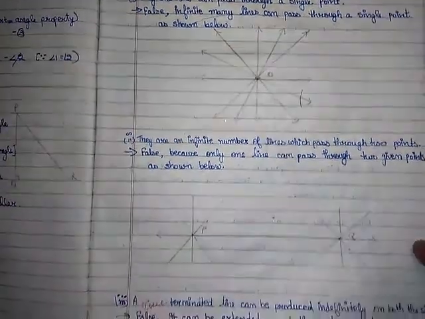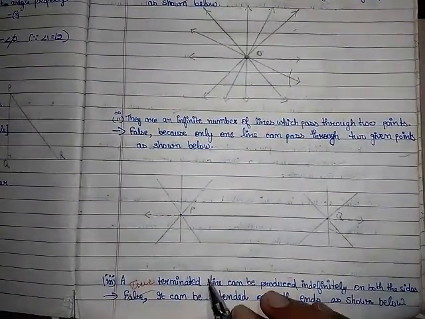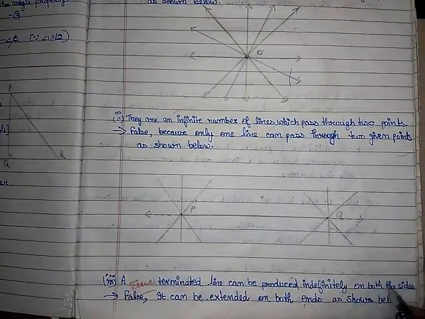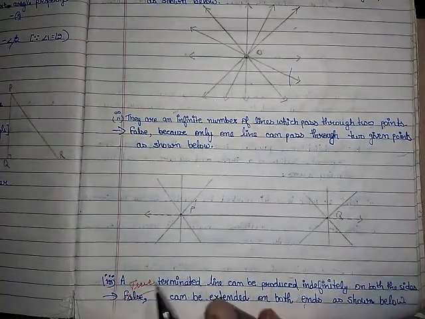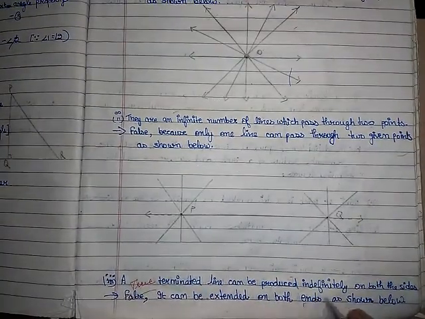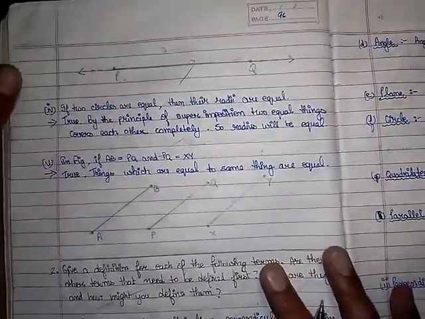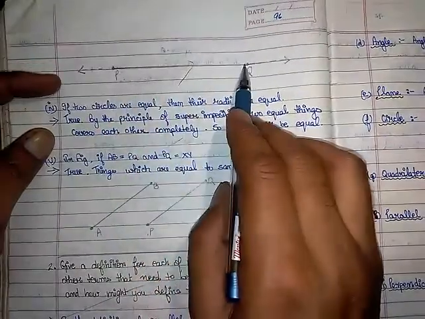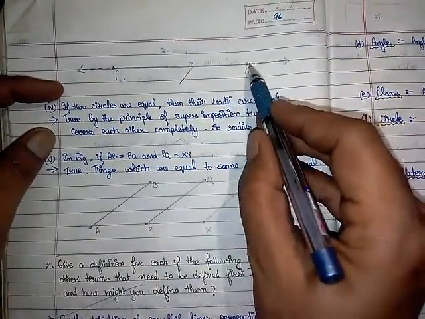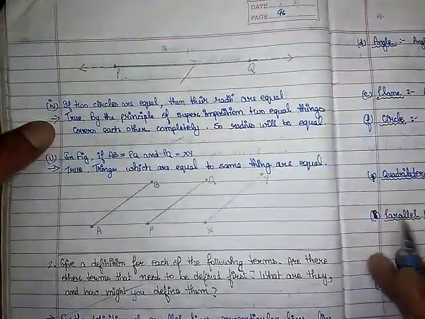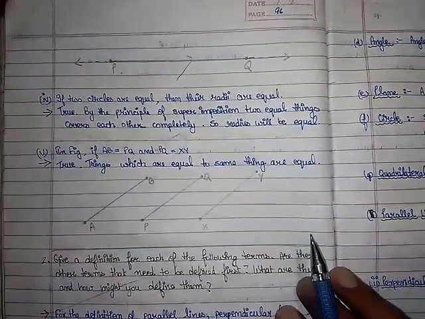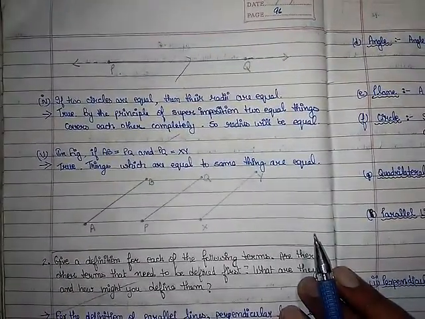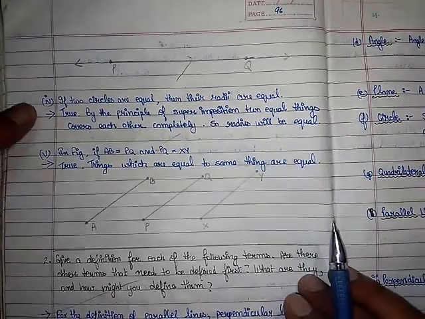Clear? Then the third one. A terminated line can be produced indefinitely on both sides. So that is a part of the postulate only. Okay, we have done. So that is true. It can be extended on both ends as shown below. So we have discussed the figure in case of the postulate also. So here also you can draw a line segment PQ first of all. After that you can show with the help of a dotted line and put the arrows. It means it can be extended indefinitely, right? So they are very easy, only you need to put some concentration and try to cram them after understanding.